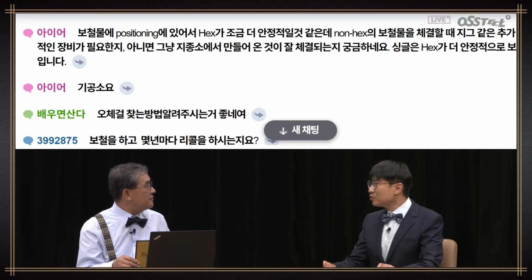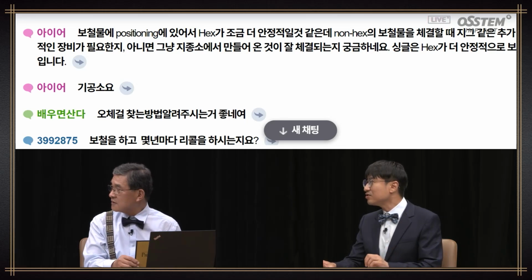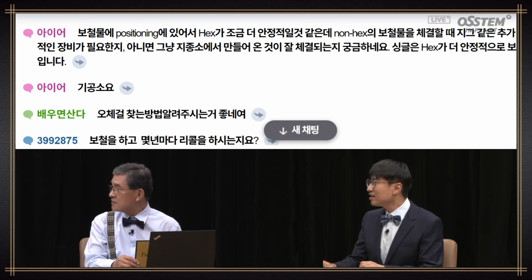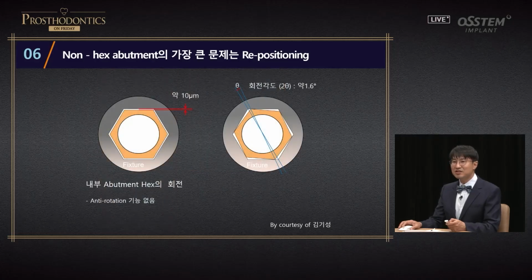I have some additional slides. I would like to show them to provide more detailed explanation. Hex, non-hex, a lot of the questions are overlapping in this topic, so I thought ahead of possible questions and made some slides. The biggest downside of non-hex abutment is repositioning. Actually, there's 10 micrometer gap for hex type as well, and theoretically it can rotate up to 1.6 degrees. Actually, it does not rotate as much as shown.